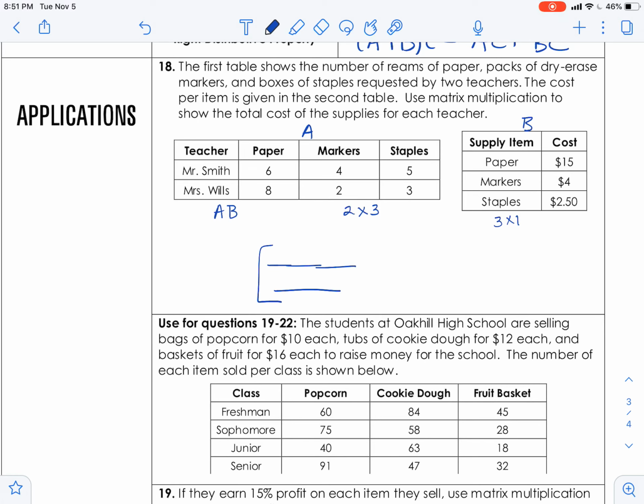I'm not going to close my brackets up just yet. So let's go ahead and get started. So this is 1, 1. So I'm going to take first row, first column. So I've got 6 times 15 plus 4 times 4 plus 5 times 250. Go ahead and close that up. And then you're going to get your number. And go ahead and take a minute and run that in your calculator and see what you get.